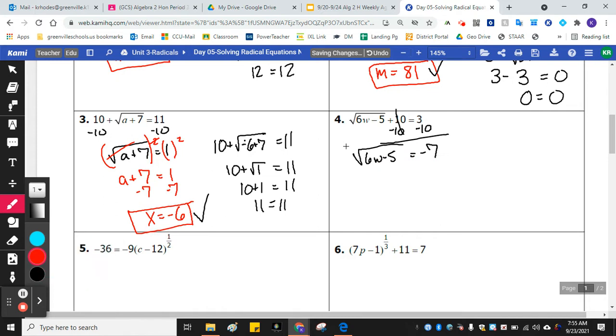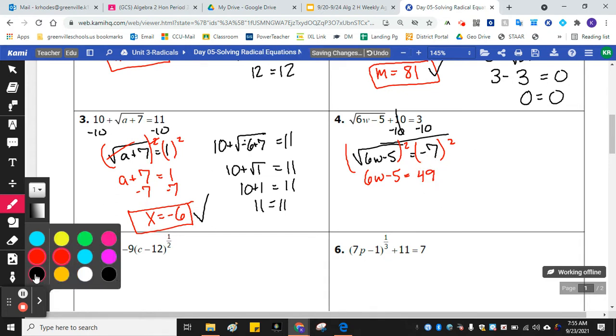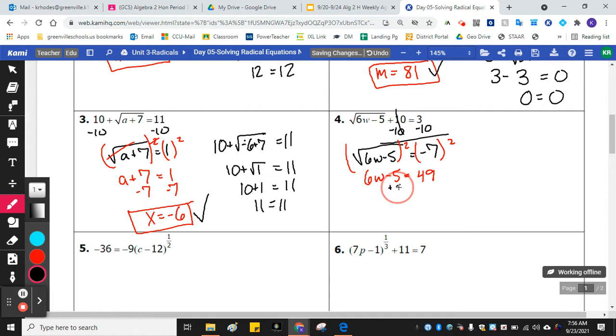To get rid of the square root, you square both sides. So negative 7 squared is positive 49. Make sure it's in parentheses or you'll get the wrong answer there. 54. 54 divided by 6 is 9. Go back and check the answer.